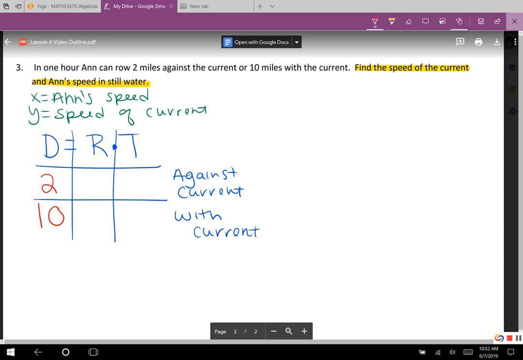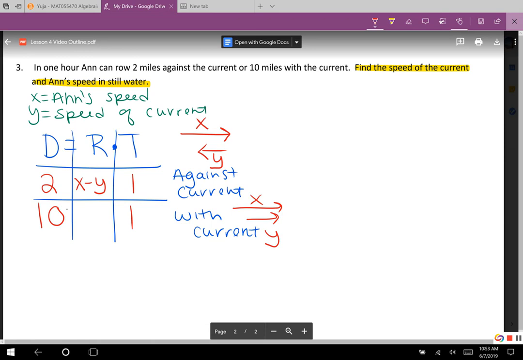Now, to get the speeds, I'm going to use the fact that when you go against the current, the water is traveling in the opposite direction. So if Anne is paddling at some speed x, the water, which we called y, is actually slowing her down. It's going in the opposite direction. And so that rate is going to be x minus y. Again, the water makes her slower. Whereas when she travels with the current, Anne is going at speed x, the water is going in the exact same direction. So the water is actually making her go faster. So I'm going to say that her rate is then x plus y.